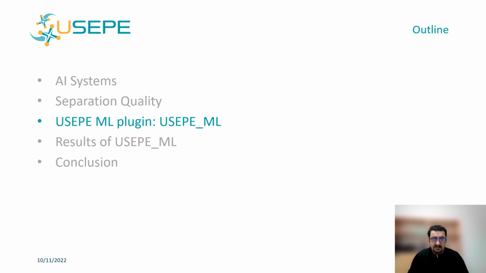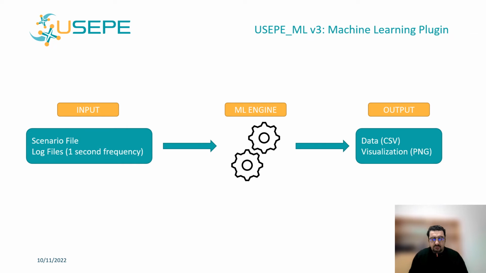Now we can talk about implementations. The developed algorithm is called USEPE ML and implementations are named the USEPE ML plugin. The third version of the USEPE ML plugin is available for public use. The plugin is written for the BlueSky ATM simulator, so inputs are BlueSky scenario files and BlueSky log files. The plugin uses machine learning methods to measure separation quality. The results are served with verification parameters such as number of conflicts. Results are printed as CSV and PNG files.